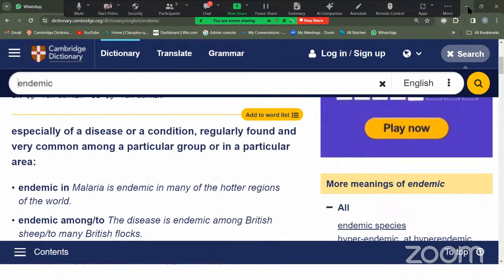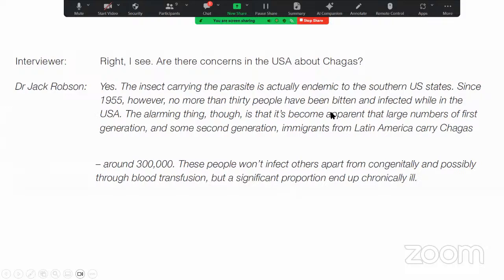Okay. So you can see here, apparent means very clear, existing, true. It is true that large numbers of first generation, so first generation and second generation, they already have Chagas. So where is the question of increasing? Be careful. They are already carriers of insect, parasite, already there in the body. So this is not increasing because they won't infect others, apart from congenitally and possibly through blood transfusion. Only this passes. That's it.